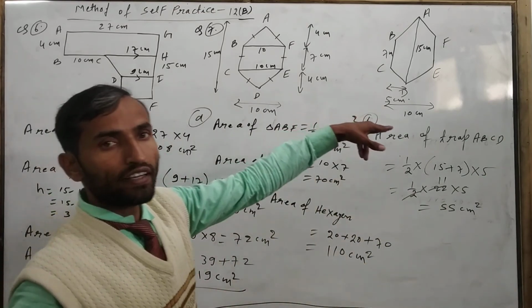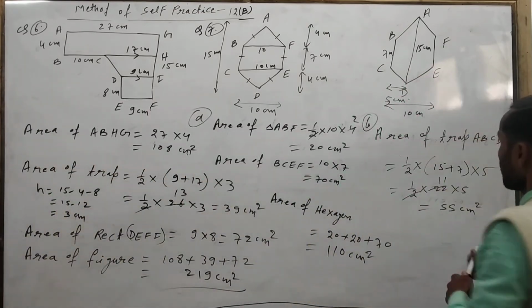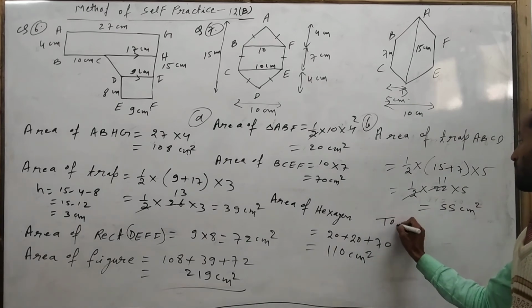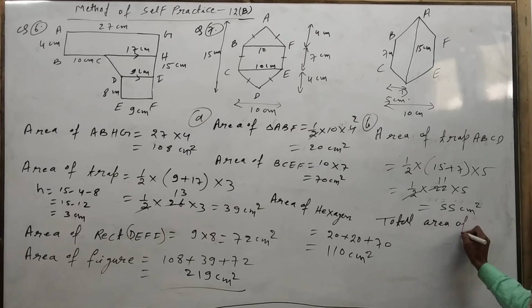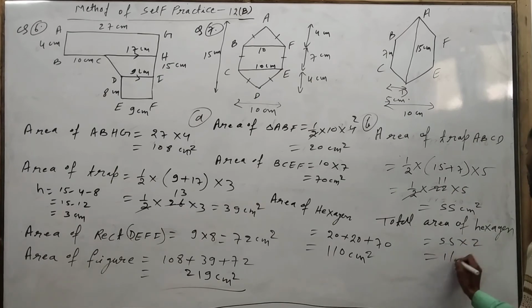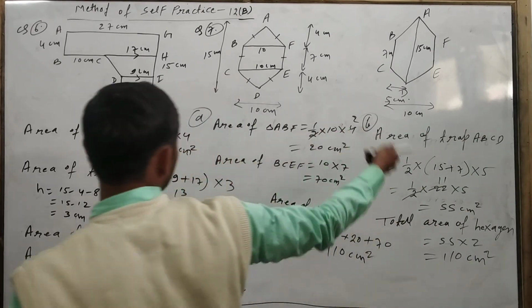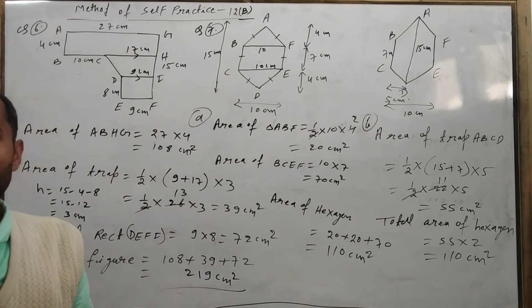The same congruent trapezium is there, so the area will be equal. So the total area of the hexagon is equal to, we just have to double this area, 55 into 2, which comes to 110 centimeter square. So either you use this method or that method, you will get the same area because the figure is the same.